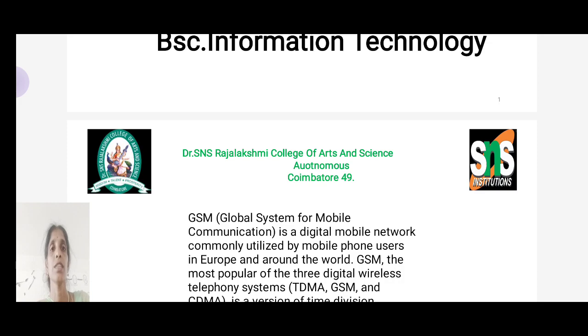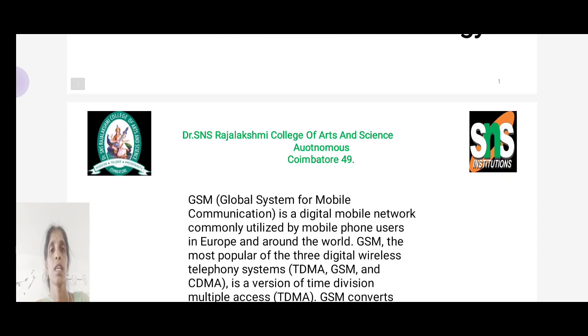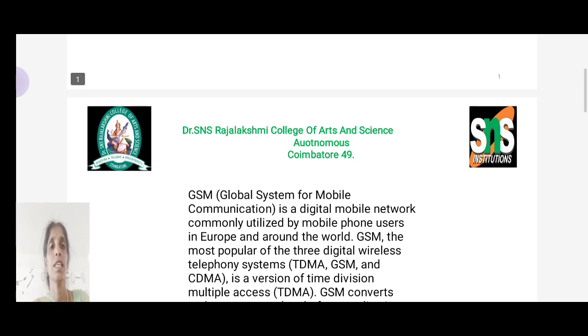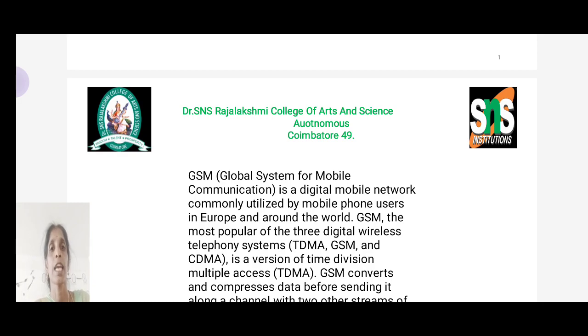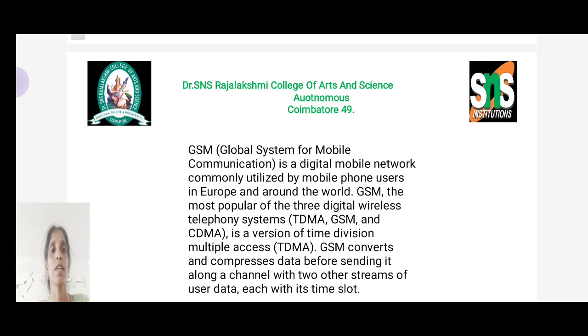It has digital wireless telephony systems, which means TDMA, SDMA, CDMA and FDMA: time division multiple access and frequency division multiple access, and these are the various multiple access techniques which can be applied in GSM. GSM compresses the data before sending it along the channel with two other streams of users' data.